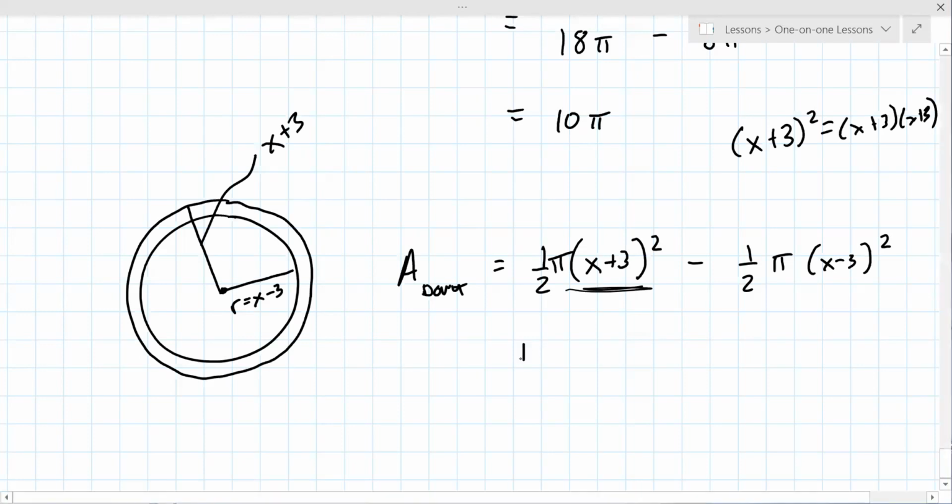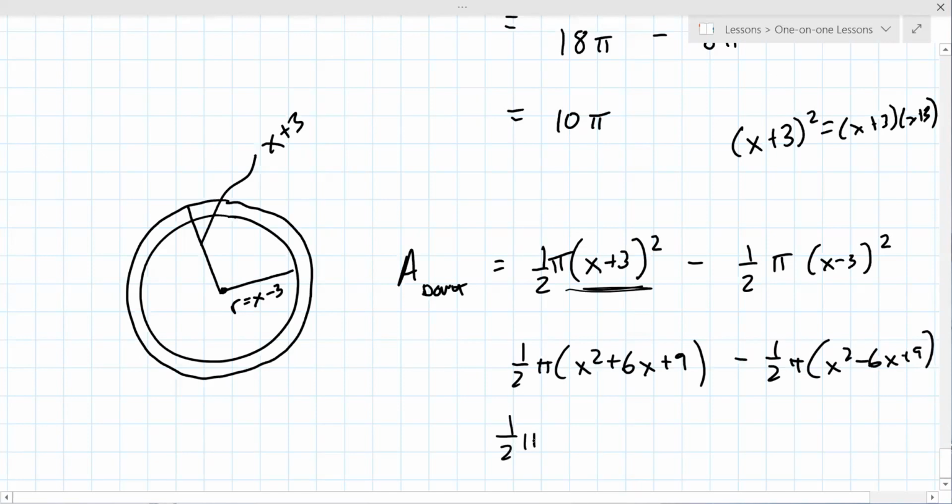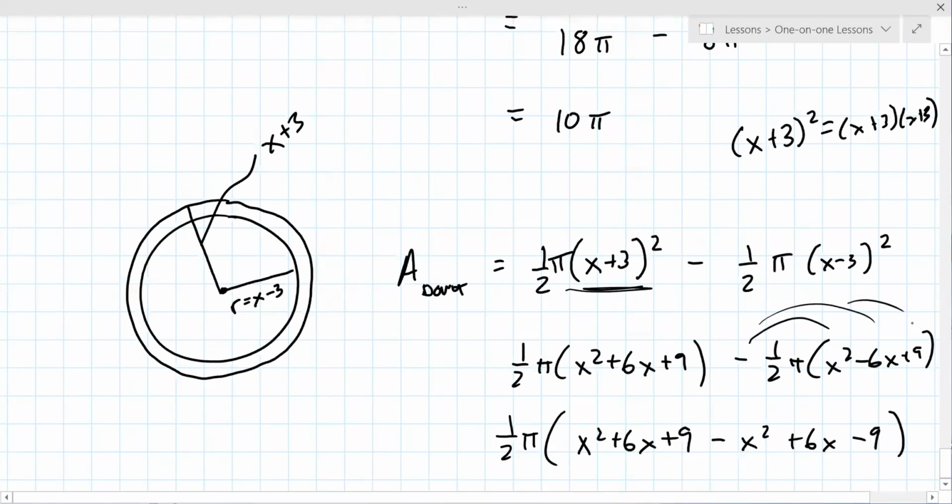Well, this should be 1/2 pi times x squared plus 6x plus 9, minus 1/2 pi times x squared minus 6x plus 9. And then you can actually factor out the 1/2 pi, x squared plus 6x plus 9, and then subtract x squared, add 6x, and subtract 9. You're just distributing the negative in. Yeah, I just did that wrong. Hold on, so it's 6x plus 9, minus x squared plus 6x minus 9.